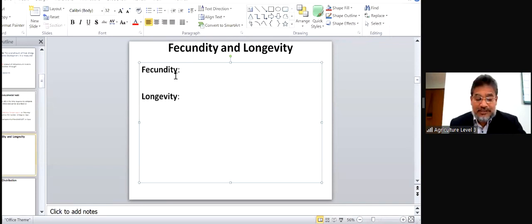Now, going to the next point, what is called the longevity. So fecundity, the point I discussed, is the egg laying capacity, and the number of eggs she lays is also influenced by temperature. Maximum number of eggs will be laid, or maximum number of individuals will be produced, when the temperature is in the moderate range. High temperature and low temperature will reduce the fecundity. Come to the longevity.